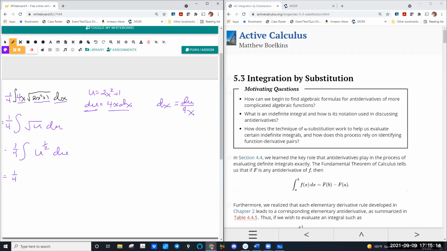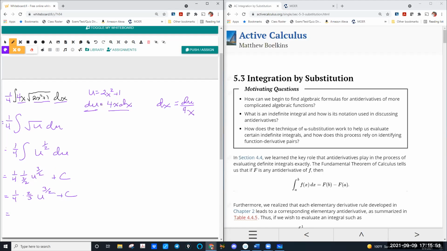And here's the way I like to think of the antiderivative of our power rule. Increase the power by 1, divide by the new exponent. So 1 over 3/2. There's my antiderivative. Now, one thing we never want to do is leave a fraction in a fraction. So we're going to clean this thing up a little bit. So 1/4 times 1 over 3/2 is 2/3 u to the 3/2 plus C.